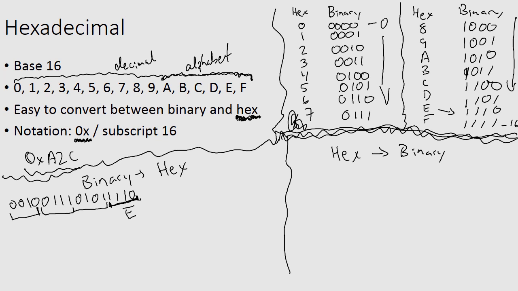Then we have 0 1 0 1, which corresponds to 5. 0 1 1 1 corresponds to 7, and then 0 0 1 0 corresponds to 2. So our binary number over here is equivalent to a hexadecimal of 0x275E.